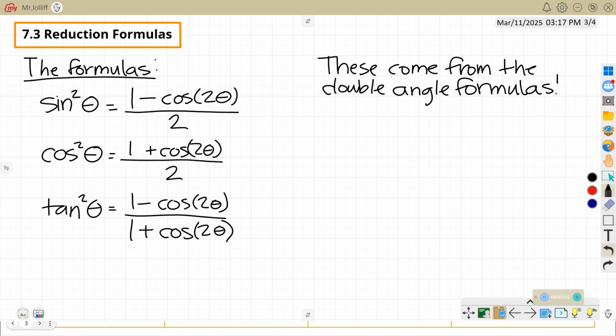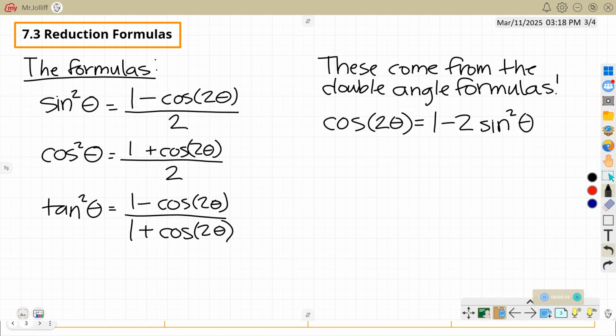And I can see in the formula for sine squared, there's a cos of 2 theta. So let's take a look at that double angle formula for cos of 2 theta. I want to turn cos of 2 theta into a sine squared. I'm going to use the formula that Emma used for our warm-up, which is 1 minus 2 sine squared theta. That was our double angle formula. And I want to solve it for sine squared.